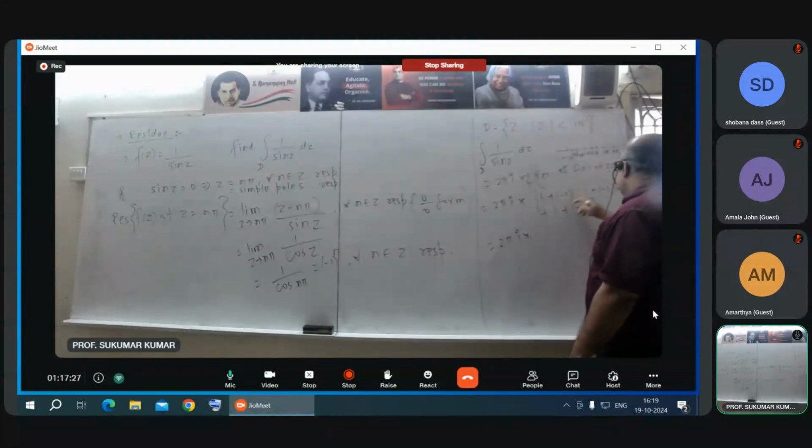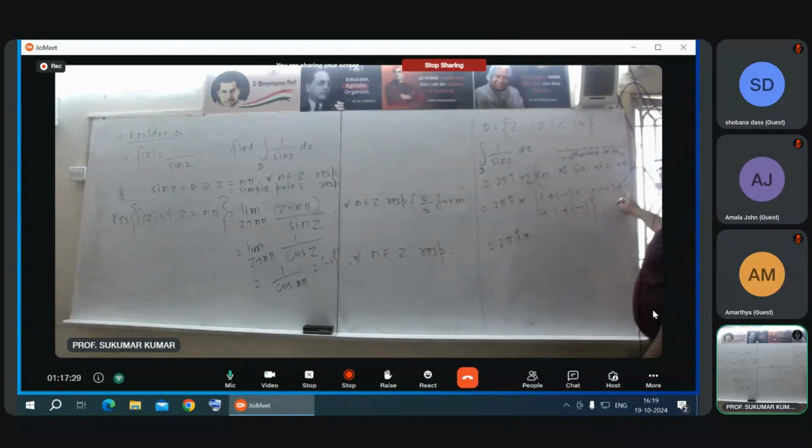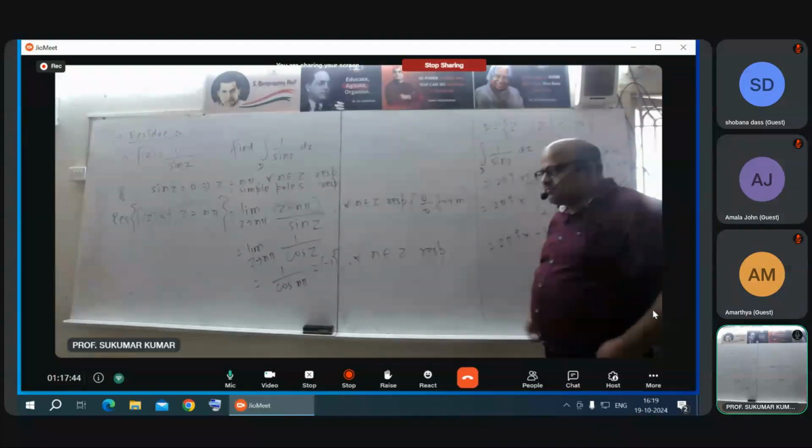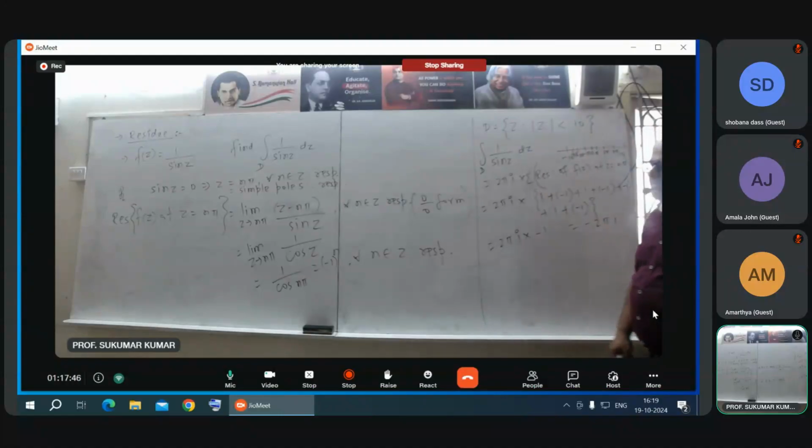This will cancel, this will cancel, this will cancel. Only minus 1 coming. Minus 2 pi i. Understanding? So any mistake means the answer changes. So correctly do. And this type only comes in the exam hall. Any problem?